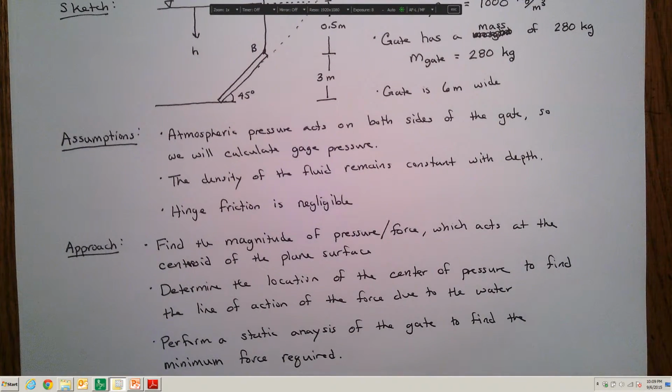We first need to find the magnitude of the force that acts at the centroid of the plane surface. This magnitude, however, does not act actually at the centroid. The line of action of the force that results from the pressure acts at the center of pressure. So we need to find this line of action of the force due to the water pressure, and that is going to lie at this point called the center of pressure, which we will need to calculate. After we've determined the force that is exerted by the water, we're going to need to perform a static analysis of the gate to determine the minimum force that is required to cause this gate to open.